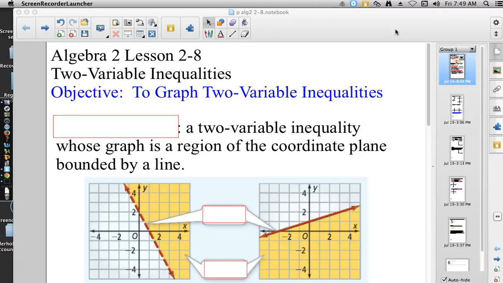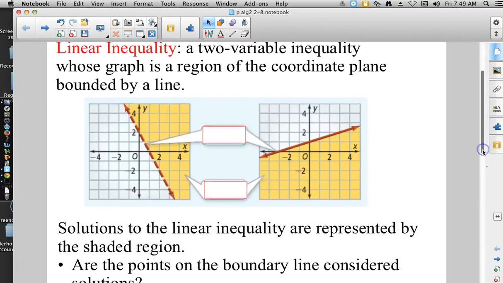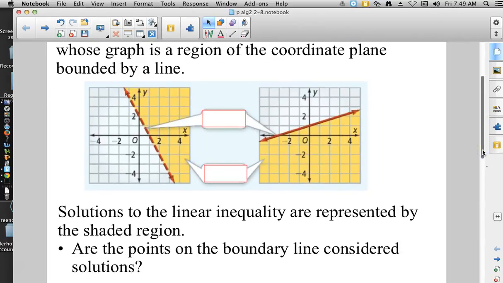So a two variable inequality whose graph is a region of the coordinate plane bounded by a line, doesn't want to slide, there it goes. Linear inequality graphs as a line. These you've done before. And these you did in linear algebra, which would have been quite a while ago for all of you. So what you see here is what's called a shaded half plane.